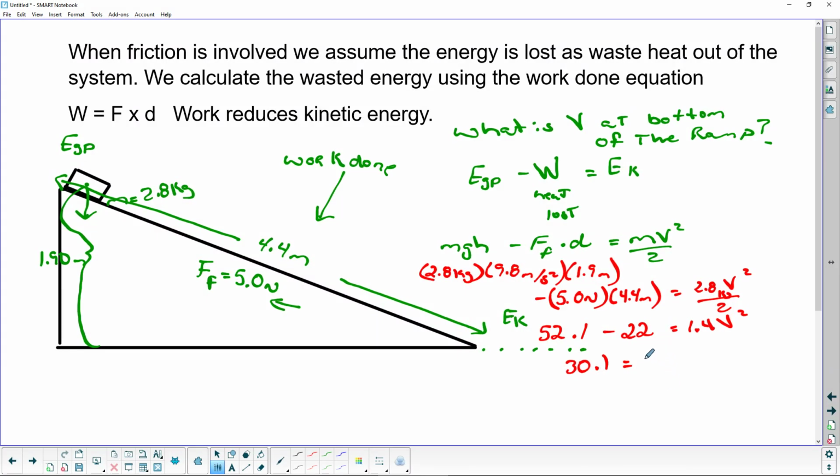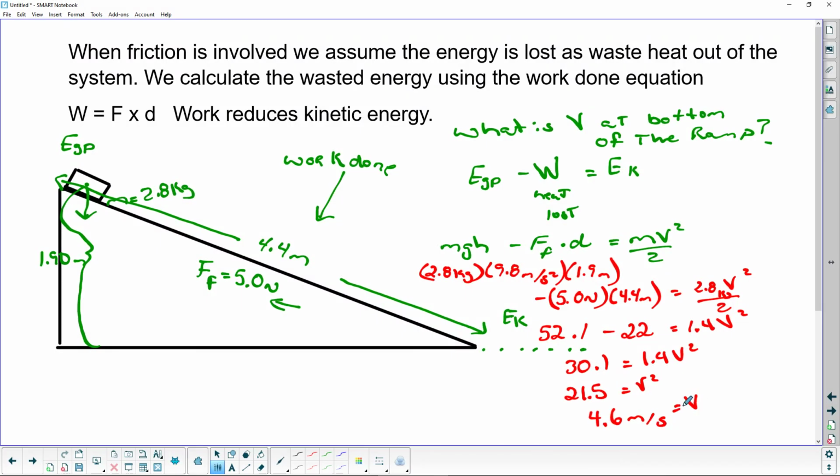Okay, and then this is 1.4 v squared. So I'm going to divide out the 1.4 because it's multiplied this time. So divide by 1.4, 30.1 divided by 1.4. So that's 21.5 equals v squared. Now this would be meters squared per second squared, and then we would square root it to get our final answer, 4.6 meters per second.